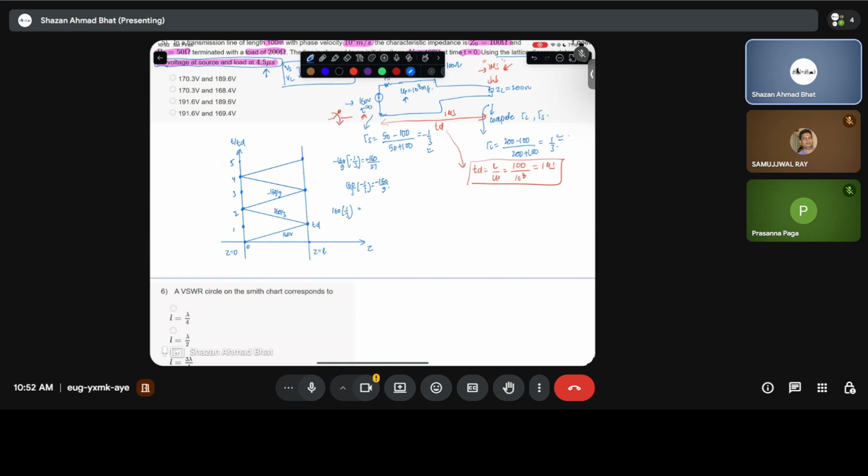Oh no, I have missed this. So once it gets reflected towards the source end, it will be 160 divided by 27. Again, it reflects back. It will be 160 divided by 81, which is basically 160 divided by 27 into 1 by 3. Again, it gets reflected towards the source, and this goes on.